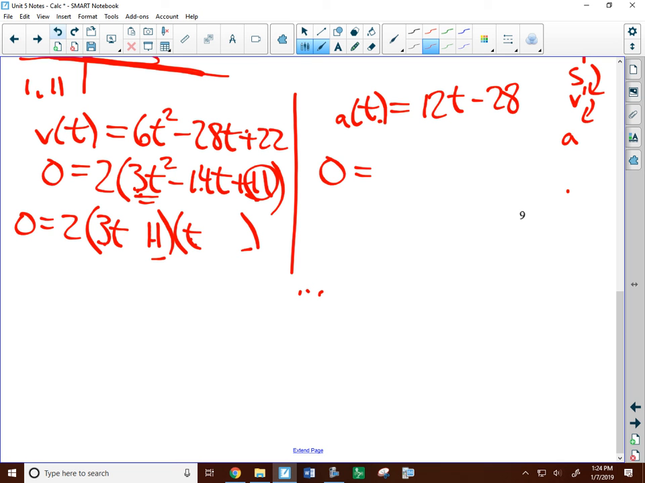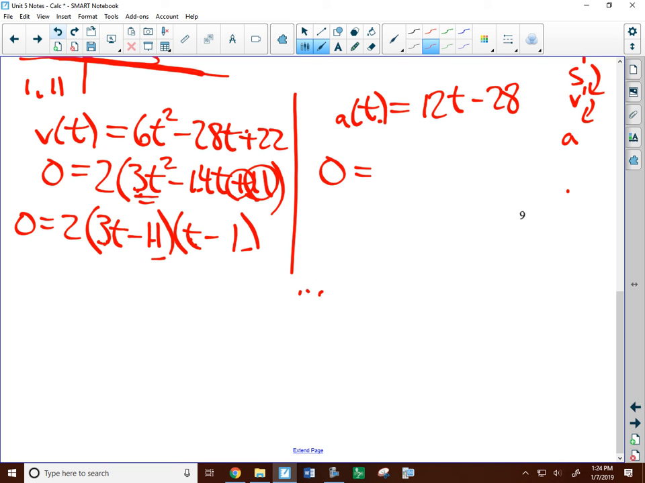11 here, so it multiplies to get 11t, and 1 here. So it's 3t. If you prefer your other method, that's fine. I'm just showing you what I would do. They've got to multiply to be positive, so both of these need to be negative in order for it to be a negative 14t. 3t minus 11.